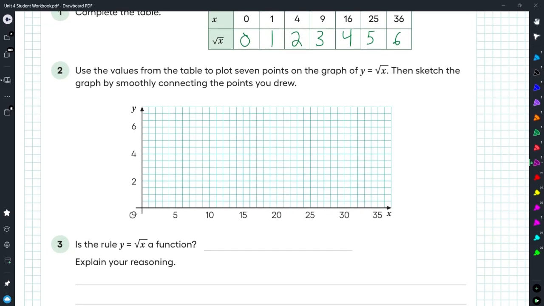So let's graph this. 0, comma 0, 1, comma 1. And look, each tick mark in the y direction is 0.25 or 0.5, and in the x direction, they're all ones. Then we have 4, comma 2, 9, comma 3, 16, comma 4, 25, comma 5, and 36, comma 6. So we have this.